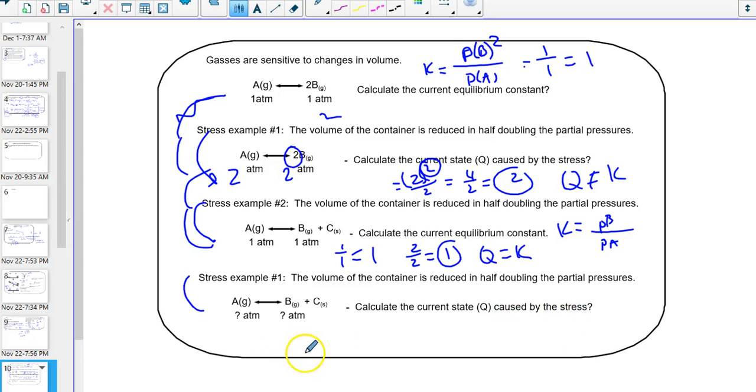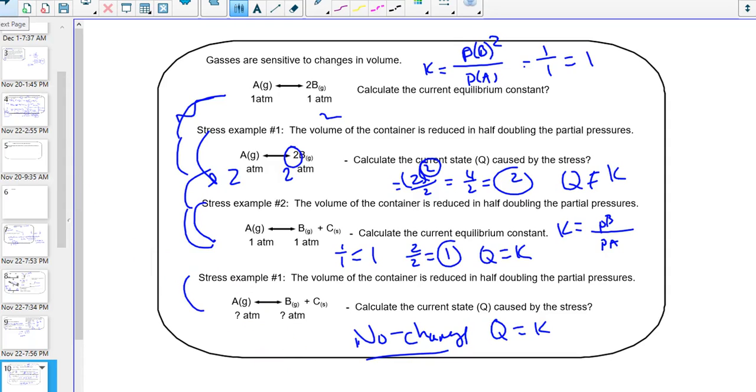Because of the same, no change. I guess I have to make sure I know what I'm talking about on my own problem. No change. Calculate the current Q. So Q is just going to equal K. They don't have any numbers here. This is why I know in general, the volume of the container is reduced in half. Because they're the same, it doesn't change. And this is the same as that guy. You didn't even change any numbers up.